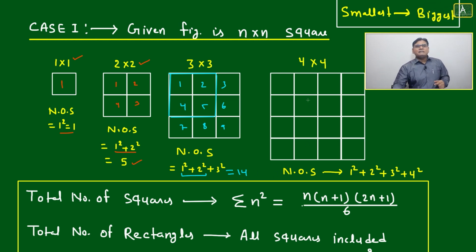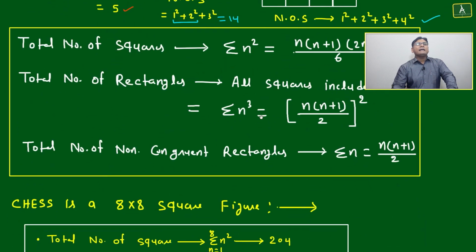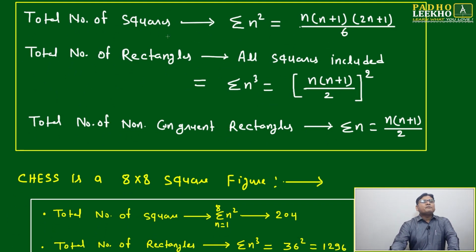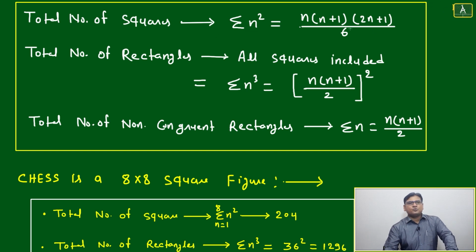Then total 14. Similarly, if you are taking 4 by 4, then we have to generalize: 1 square plus 2 square plus 3 square plus 4 square. Then the summation of n square will give you the number of squares in any n by n square figure. Then we can generalize that total number of squares will be equal to summation of n square, and this formula we know, n into n plus 1 into 2n plus 1 by 6.